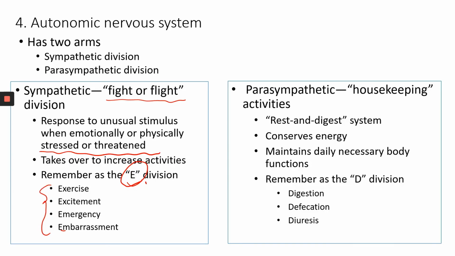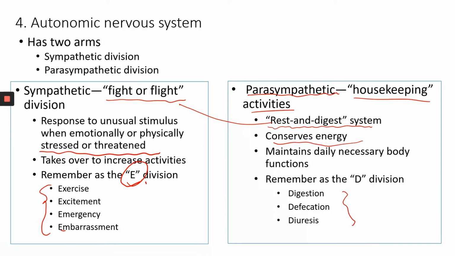Let me just finish the parasympathetic real quick. So this arm controls housekeeping activities. That happens when you're really restful, right? You're just kind of resting and digesting. So it's very different than the fight or flight. You're conserving energy, right? You're not doing anything very vigorous. You are only doing the baseline housekeeping activities, right?